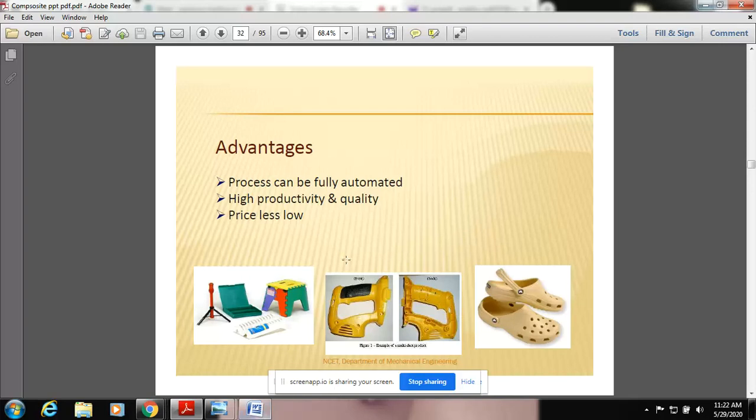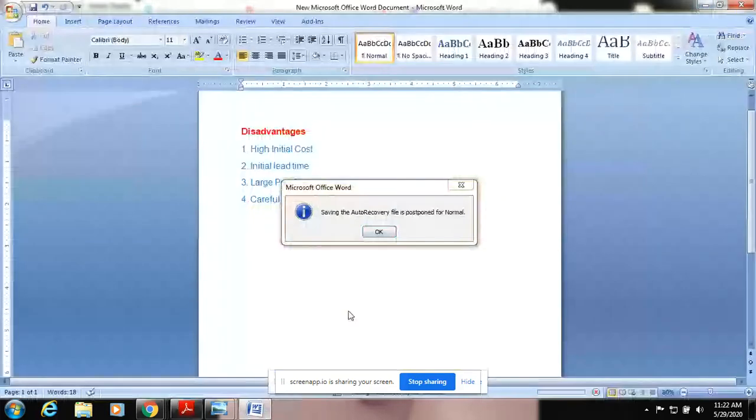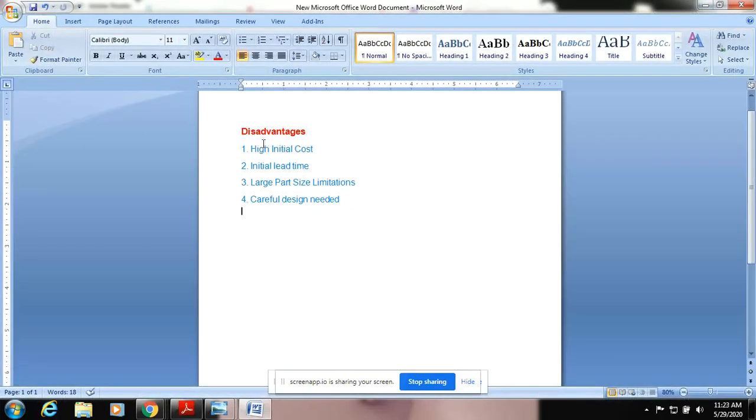Then what are the disadvantages of injection molding? The initial cost is going to be high. What is the reason for the high initial cost? The equipment cost is high. That was the reason the initial cost of this process is high. Second, initial lead time, which means we need to pour the resin into the hopper and mix the fiber, then create the mold and cavity and set the temperature. That requires more time to manufacture. That is called initial lead time.